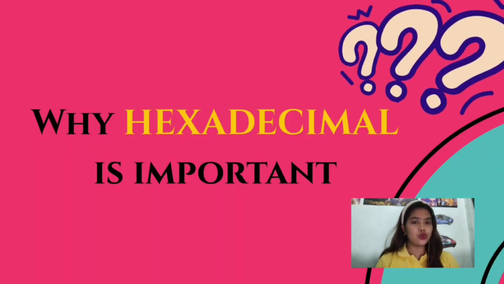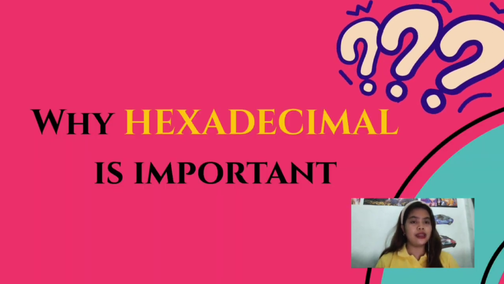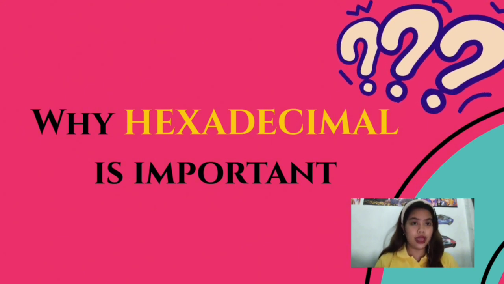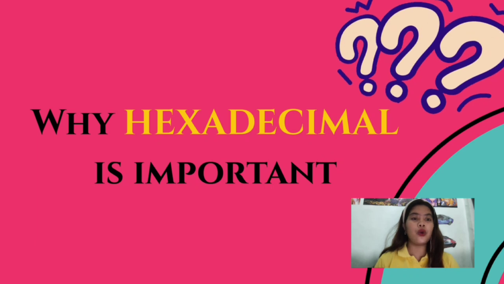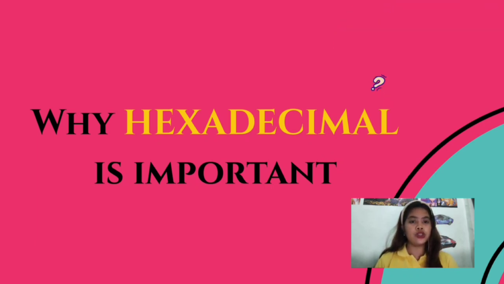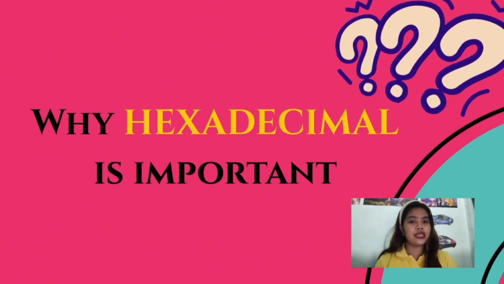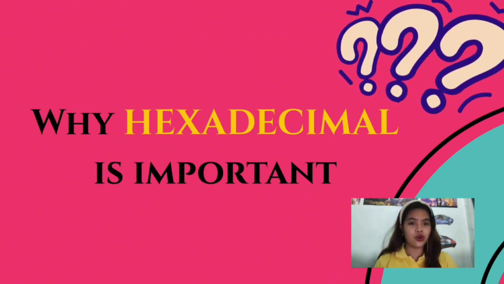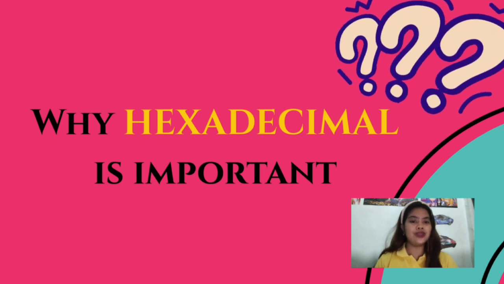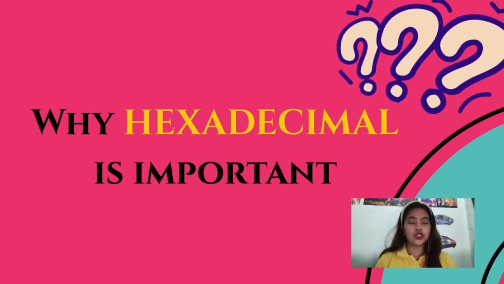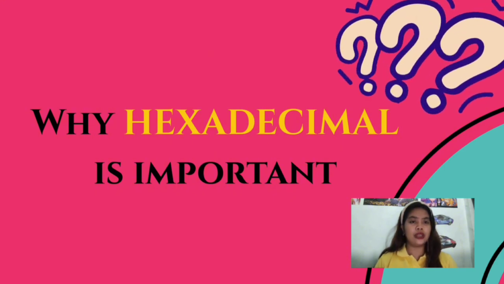You might also be wondering, why do we even need hexadecimal? Hexadecimal is very important in computing and programming. It's a compact way to represent binary numbers, which computers use to process data. Instead of writing long binary codes like 101010 or 1100, programmers use hexadecimal to make it shorter and easier to read.